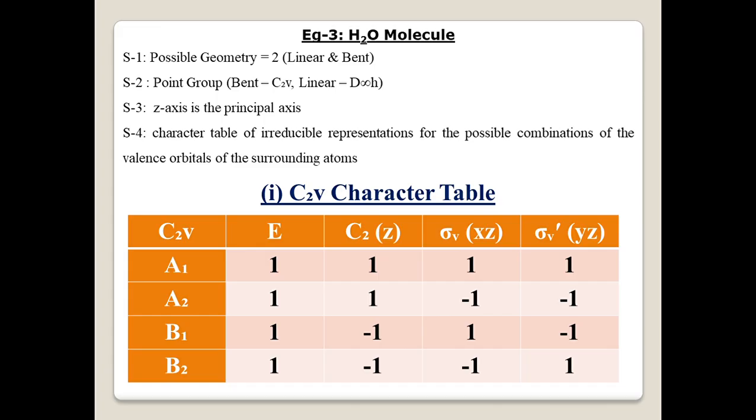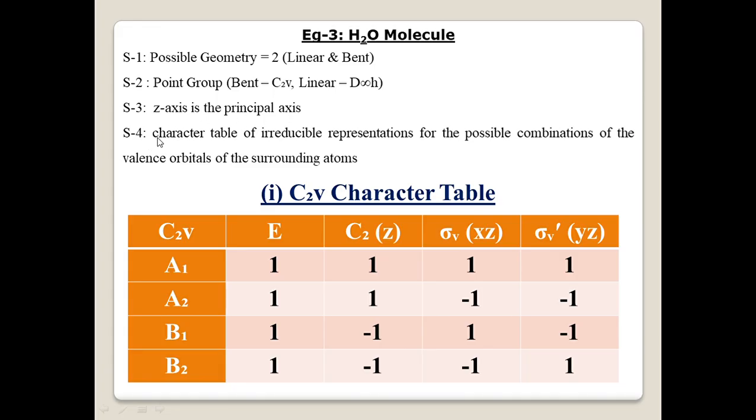So now we will take the example of water. It is a very important example. It is a triatomic molecule. So rule number 1, possible geometry is linear and bent. Rule number 2, point group. For bent, point group will be C2v, and for linear, point group will be D∞h. So rule number 3, Z-axis is the principal axis.